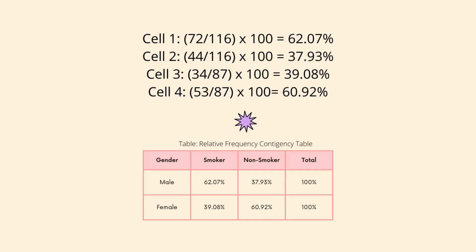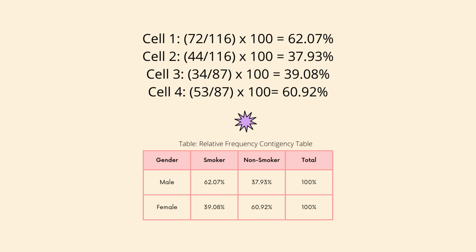So I've just included the calculations here. When we divide 72 and 44 by 116, we get 62.07% and 37.93% respectively. When we divide 34 and 53 by 87 and multiply by 100, we get 39.08% and 60.92% respectively. We can pop these values back into the table just to make things a little simpler. And we can see now that our row totals are 100%.